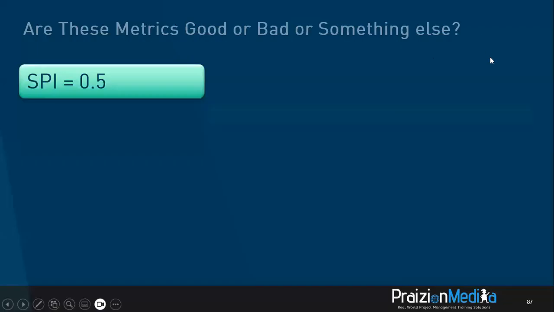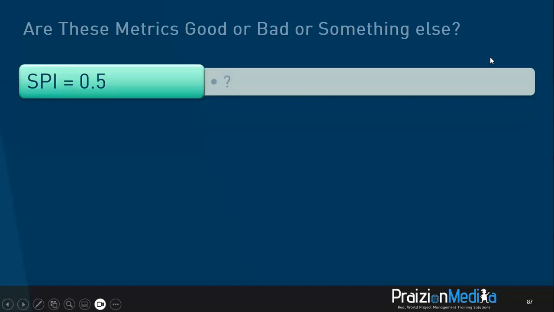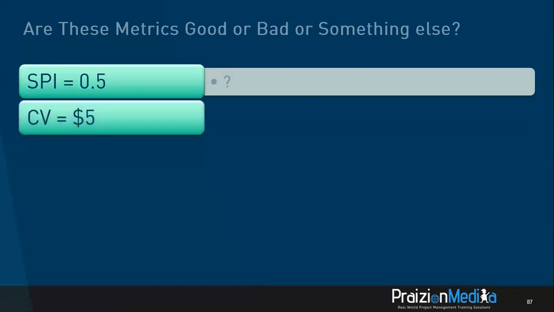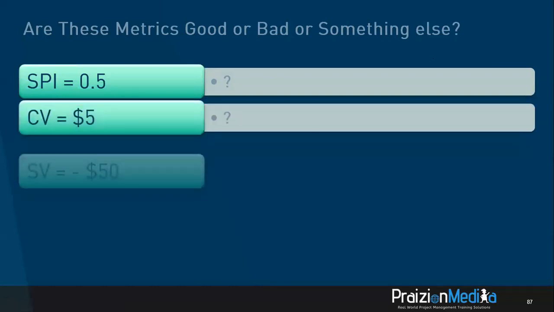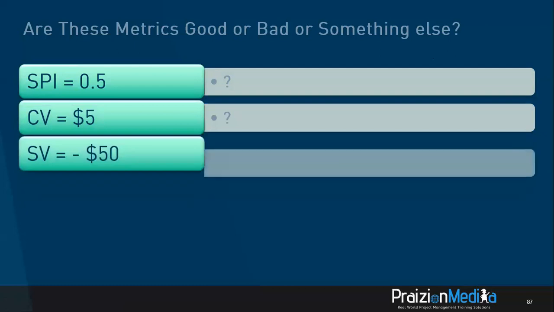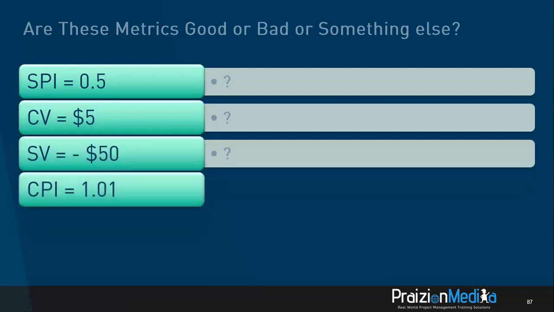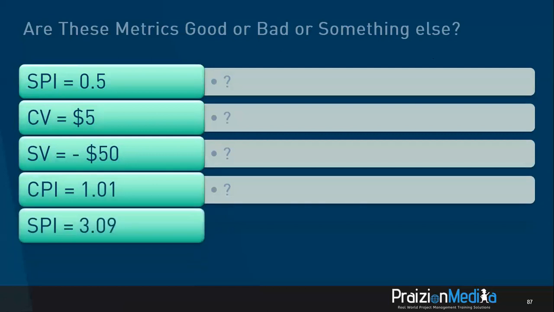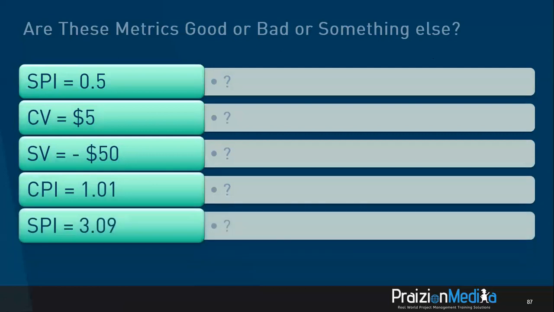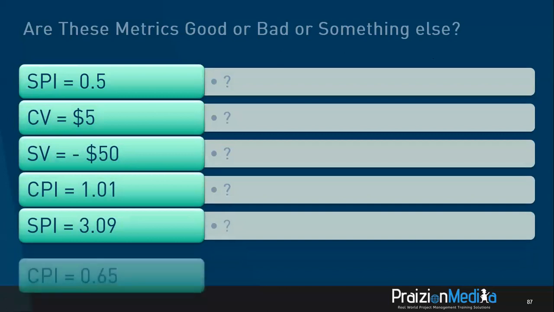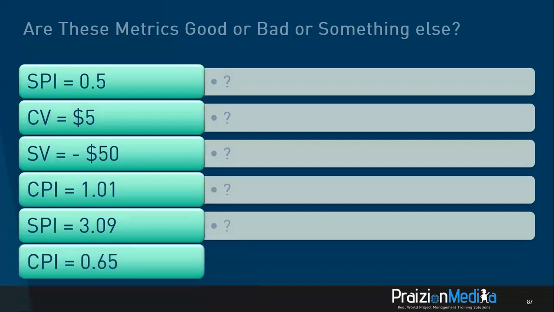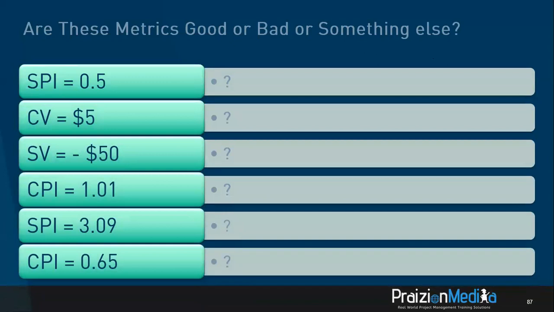Also be aware of things like this. If you have an SPI of 0.5, CV of 5, an SV of minus $50, a CPI of 1.01, and an SPI of 3.09, you should be able to come up with what these mean. And let's throw in a CPI of 0.65. Can you quickly decide what these are? Okay, I will reveal the answers.